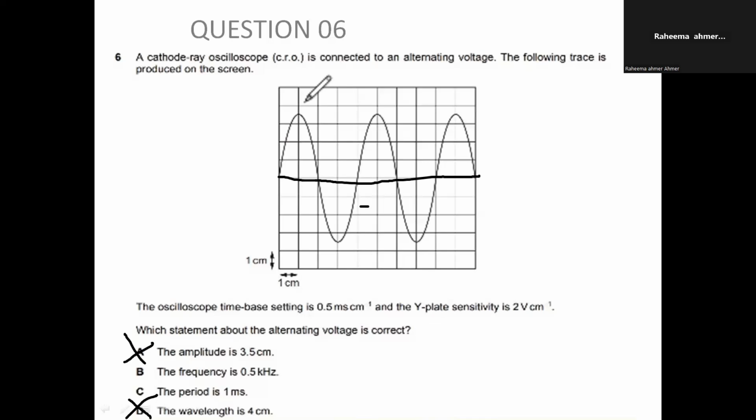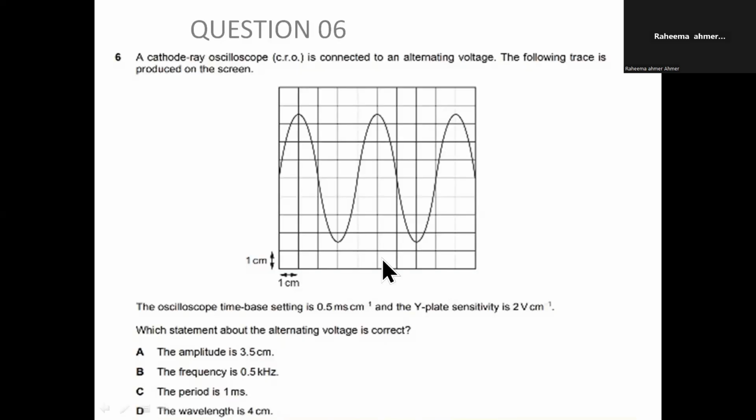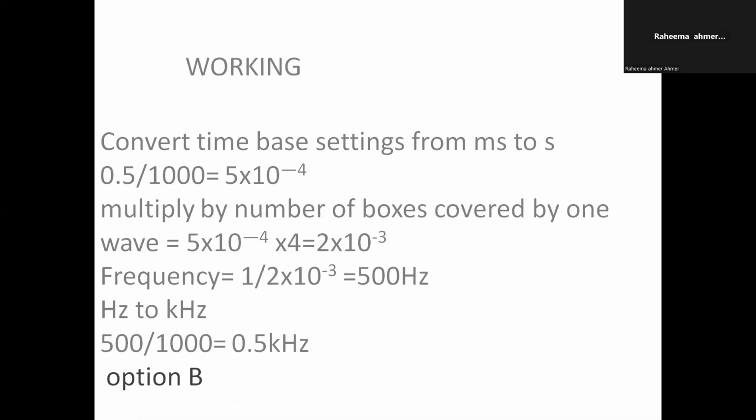Now option B and option C can both be found from one thing. If you are able to work out the time period, then the frequency would definitely be known to you. So now let's look at the working, which I have already done for you. First of all, the time-base setting is given in milliseconds. Remember, always in physics, if you find one quantity from another quantity, you must convert the unit to its base unit. The base unit of time is seconds, not milliseconds. So first you have to convert this time-base setting from milliseconds to seconds. You divide by 1000 and you get the time-base setting in seconds.